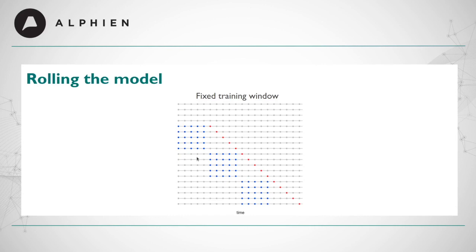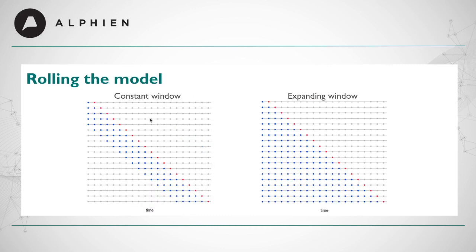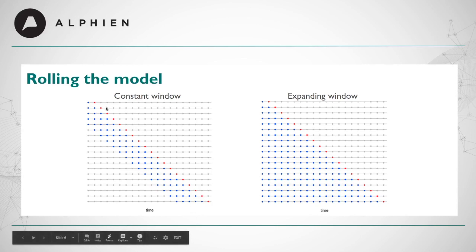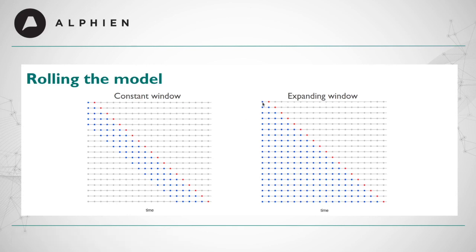You could think of other ways to do this. For example, here you can use a constant window, so that's just gradually rolling forward, but with the same length of the window here, and you're only predicting one point at a time. Or you could use an expanding window, starting with just a few points on the left, and then keeping the whole history as you go through time. So those are different ways, and you need to test and try them out to know which one works best for what you want to do.